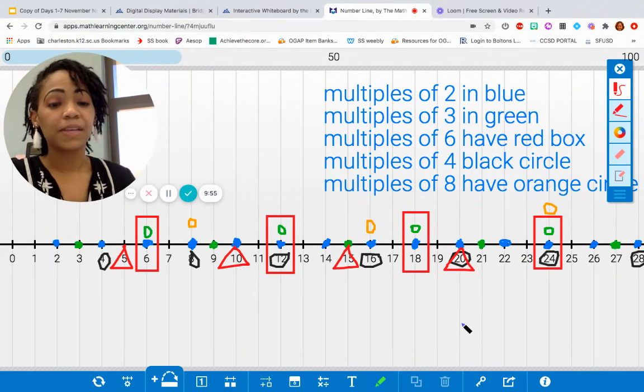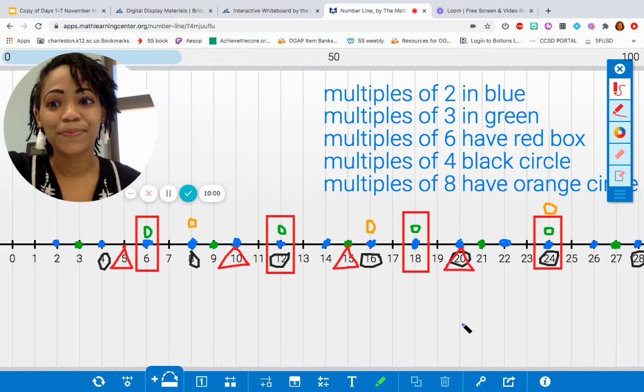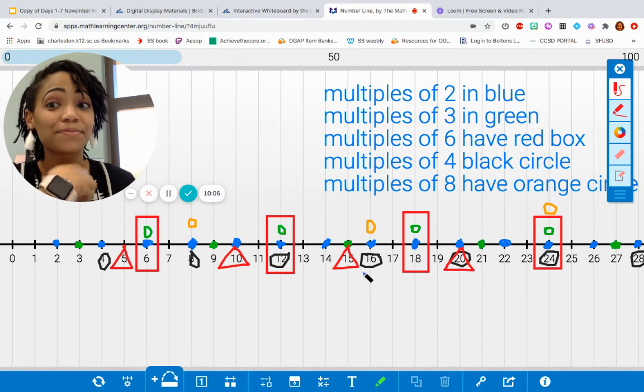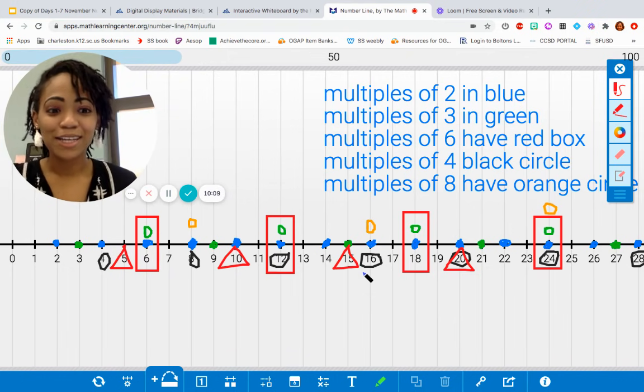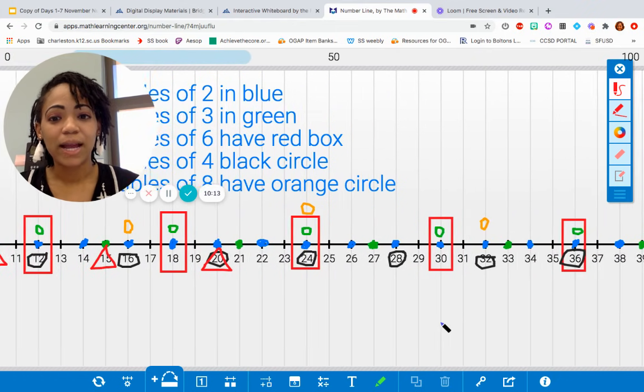How many have we highlighted so far? Or identified so far? 4. And guess what? What's 4 times 5? 4 times 5 is indeed 20. You're right. Let's keep going. All right, so we're at 20.